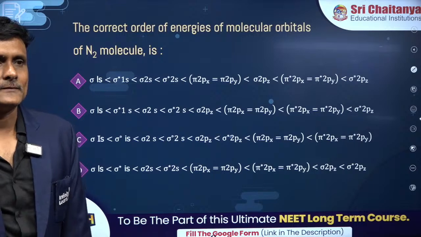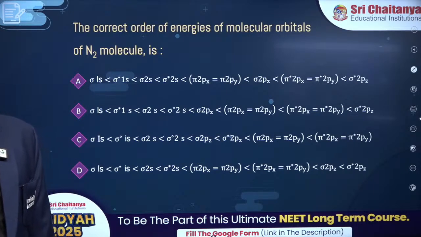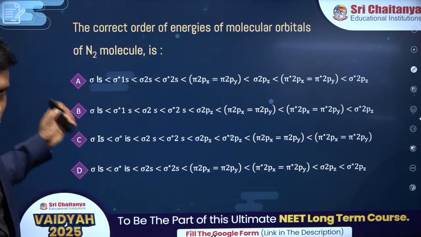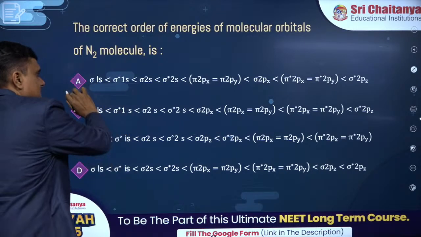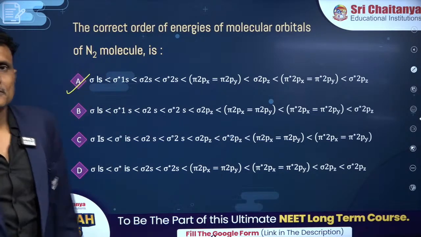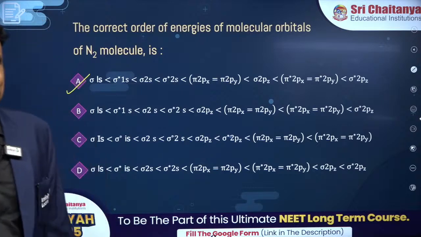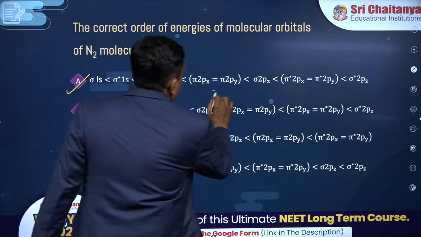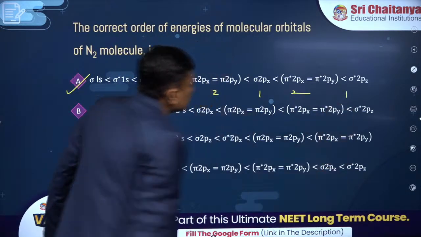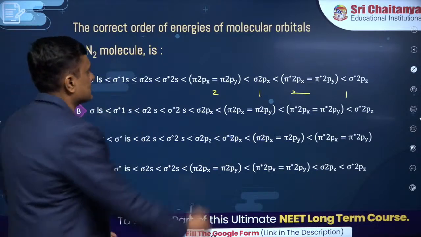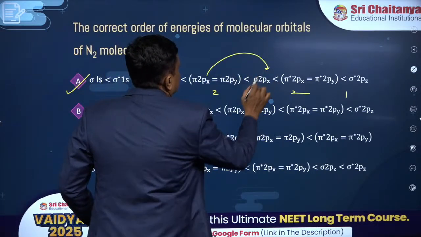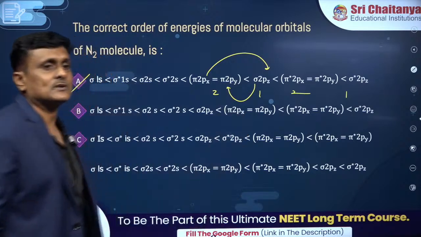Waiting. Lahari. Sigma 1 is, isn't it? Nitrogen, no. You can remember this way: 2 1 2 1. If electrons exceed, because of the repulsions, these orbitals go this side and interchanging of this occurs. It's called s-p mixing.